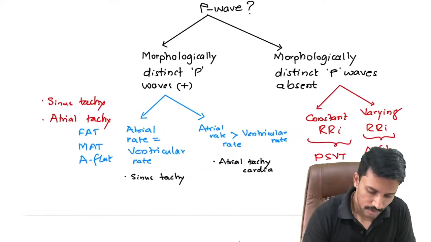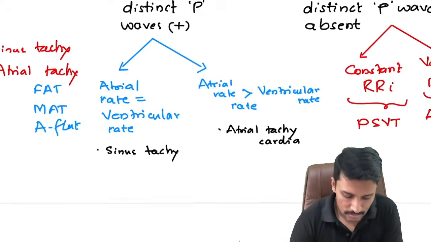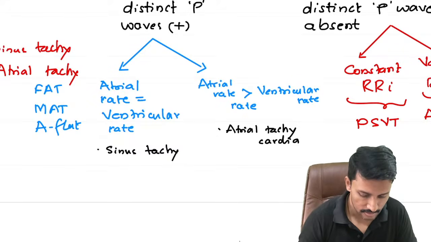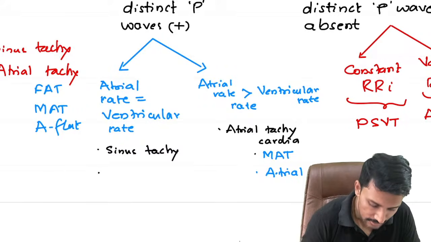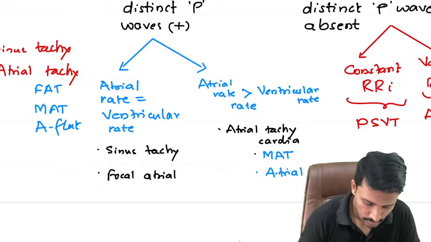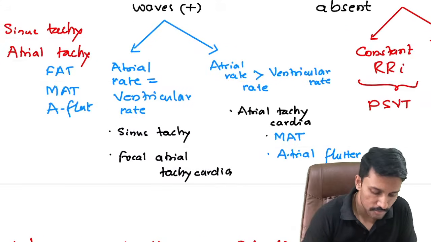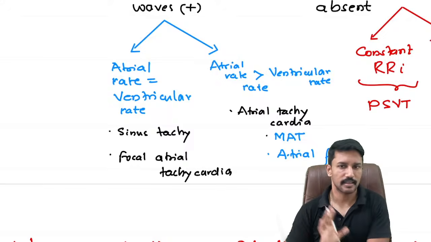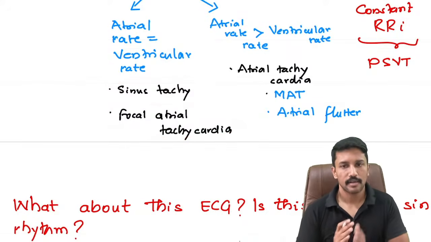Now, coming back to this algorithm, if I get morphologically distinct P waves, I can have sinus tachycardia or atrial tachycardias. In case of sinus tachycardia, the atrial rate will be equal to the ventricular rate. But in case of atrial tachycardia, generally the atrial rate is higher than the ventricular rate, especially if I am dealing with multifocal atrial tachycardia or atrial flutter. But in case of focal atrial tachycardia, the atrial rate may be the same as the ventricular rate. So we'll now learn how to differentiate between these conditions where P waves are morphologically distinct and identifiable. How do I identify multifocal atrial tachycardia, atrial flutter, sinus tachycardia, and focal atrial tachycardia?